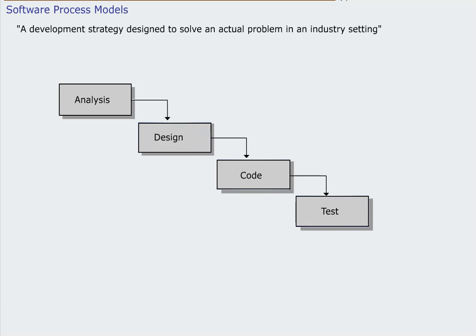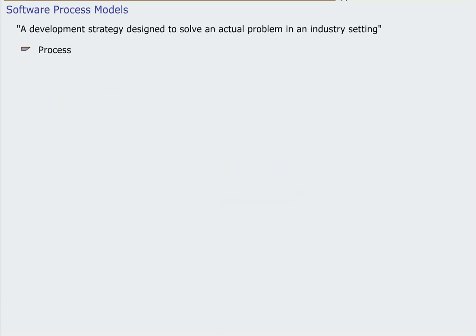Now we will discuss software process models. Let's understand the term software process model. A development strategy designed to solve an actual problem in an industry setting is known as software process model. This development strategy encompasses the process, methods, tools, and the generic phases.